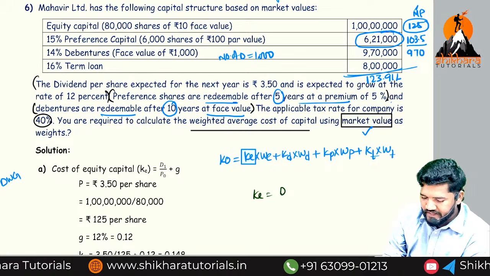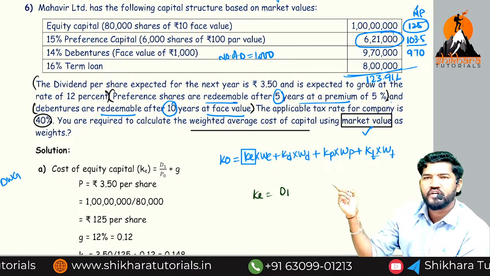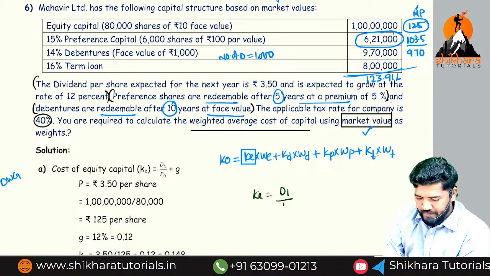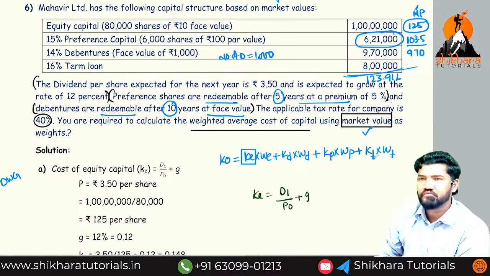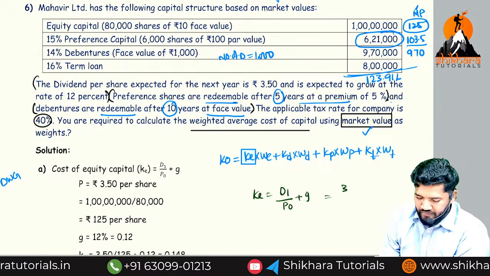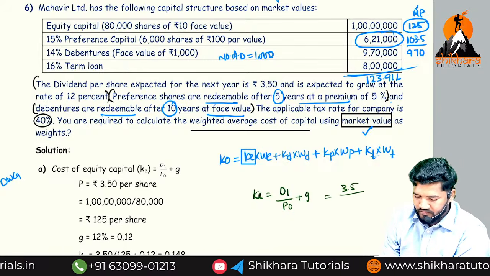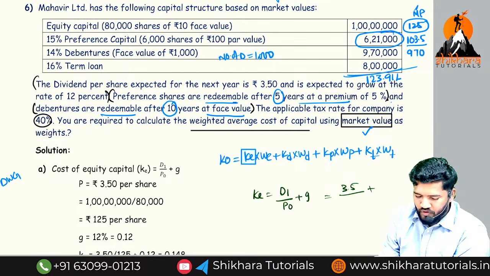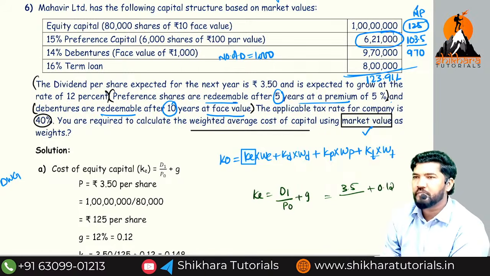I am finding out the specific cost of capital KE. I understand it is the dividend growth model, because the growth rate is also there. KE equals D1 divided by P0 plus growth. Now D1 I already have, 3.5. Growth is also there, 0.12. What about the P0?